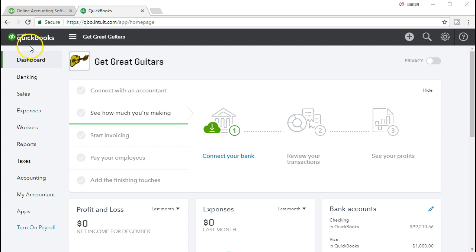Here we are with the QuickBooks Online dashboard. We will be continuing with the Get Great Guitars problem. We've completed entering data for the second month of operations into our problem here, and we're going to take a look at some financial statements here.